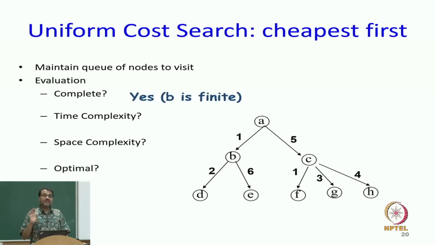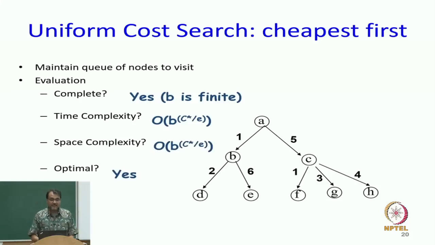Time complexity, now this will be tricky for you. So, I will not ask you to come up with it, but let us say my lowest cost is epsilon and the optimal cost is C star, then you can prove that your time complexity would be order b to the power C star by epsilon. Similarly for space complexity, and this one is optimal even for non equal costs.